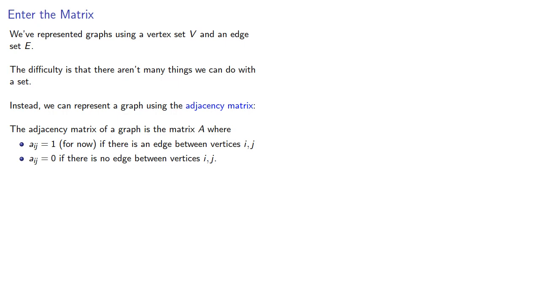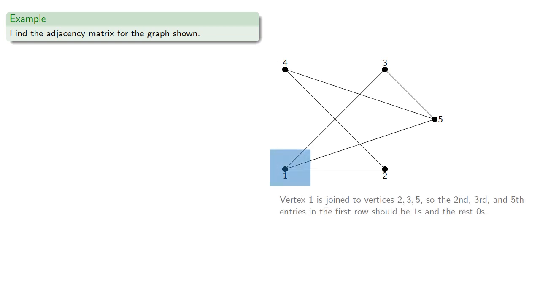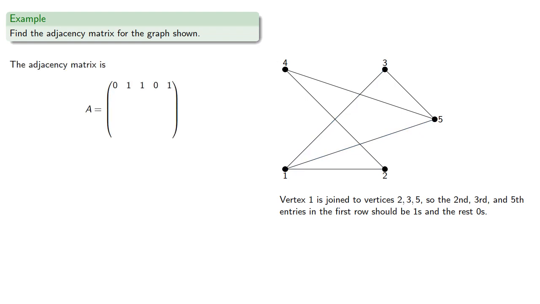And it's worth at least mentioning that at this point we've now joined the two main areas of discrete mathematics, namely linear algebra and graph theory. For example, let's consider this graph. Vertex 1 is joined to vertices 2, 3, and 5, so the second, third, and fifth entries in the first row should be 1, and the rest should be zeros.